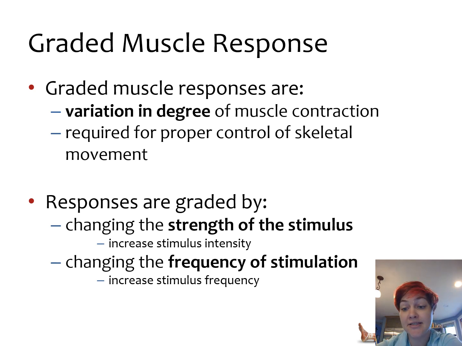So changing the strength of the stimulus, obviously changing the weight of things, can recruit different motor units. And then the other thing is changing the frequency of stimulation. Remember how we were talking about those refractory periods? We're going to start pushing the limits of that and seeing what happens when we increase the stimulus frequency.